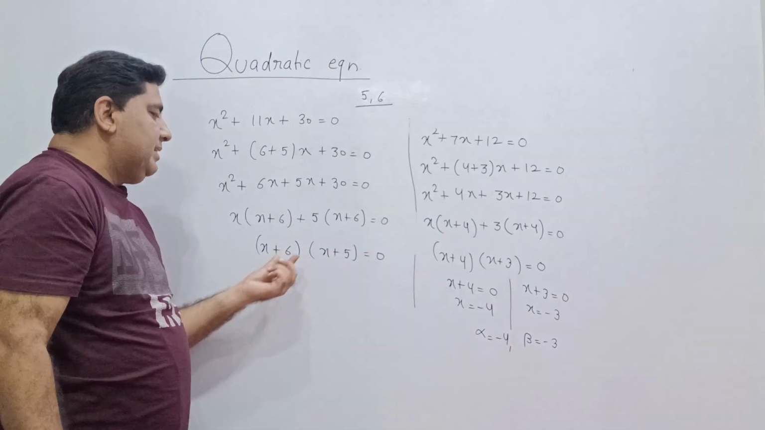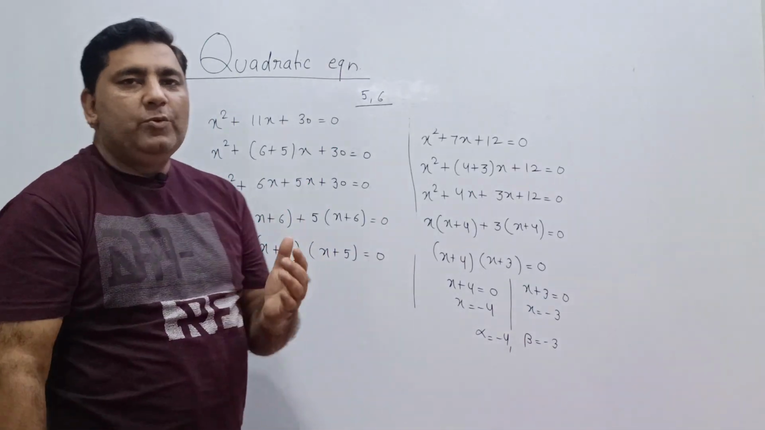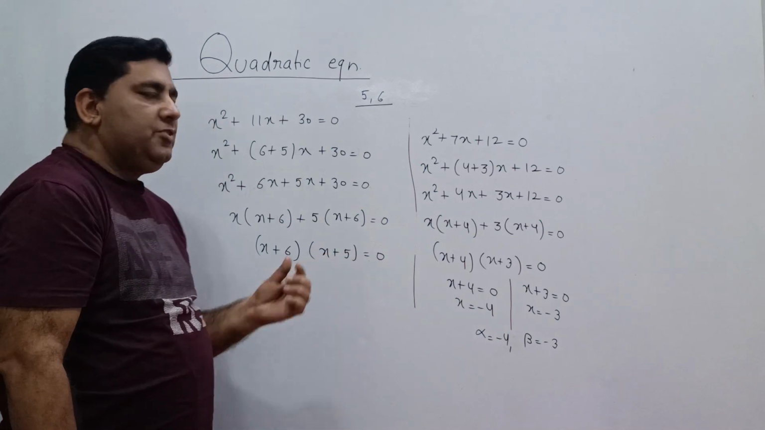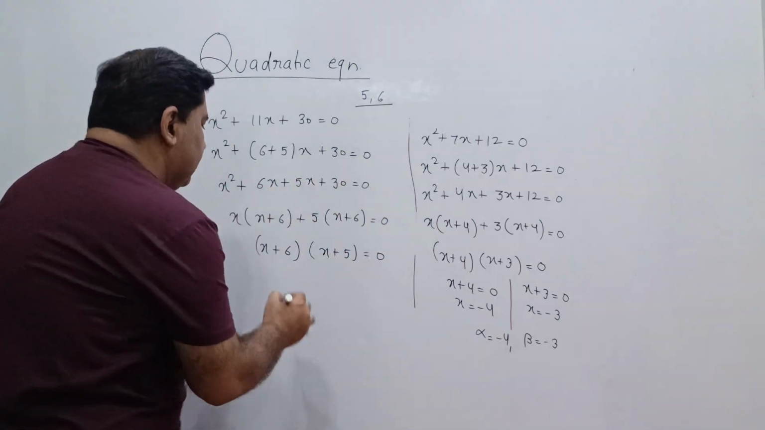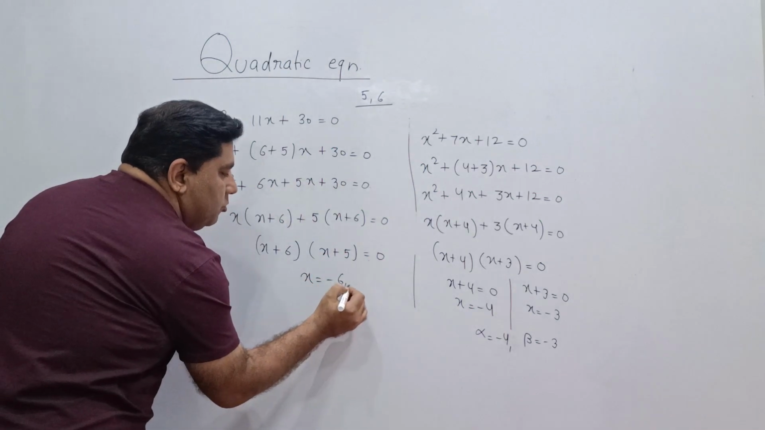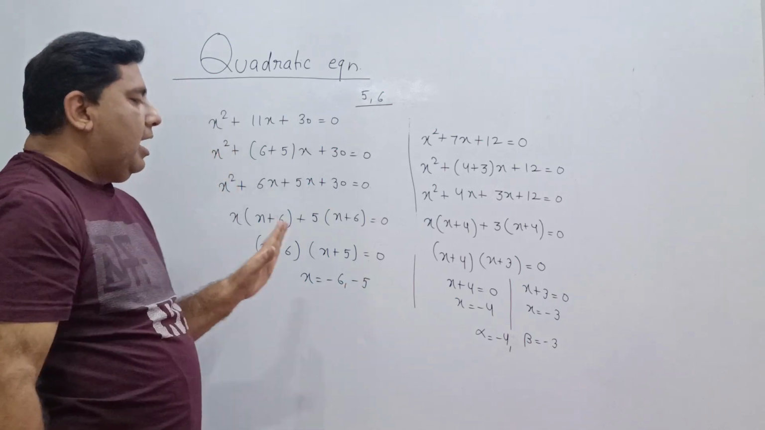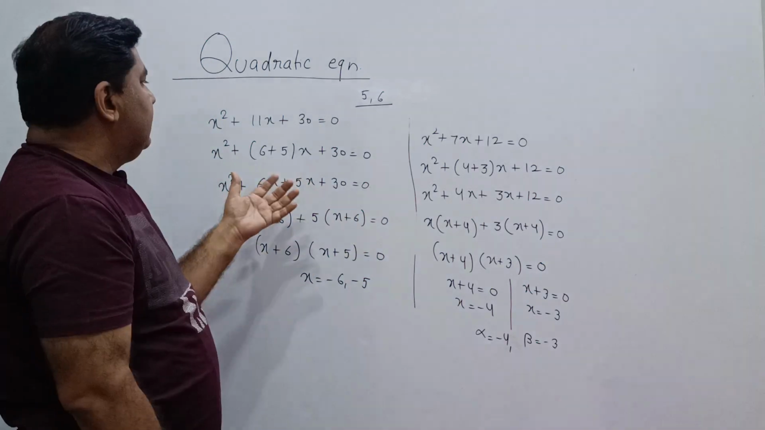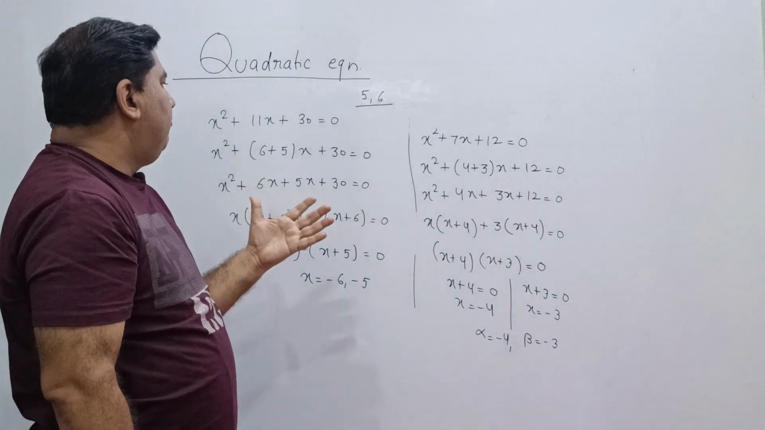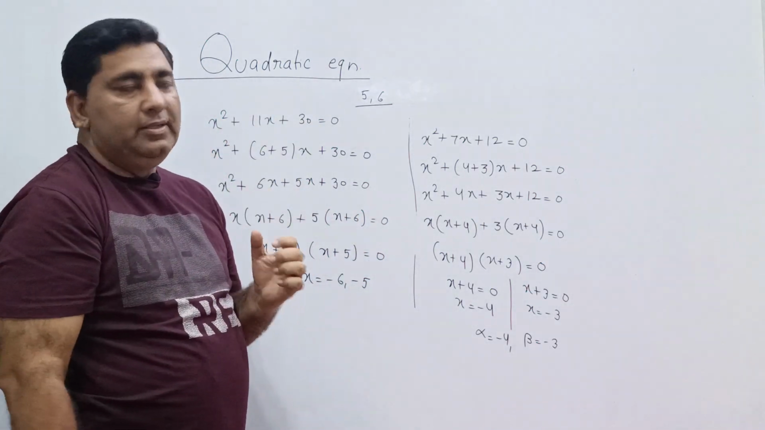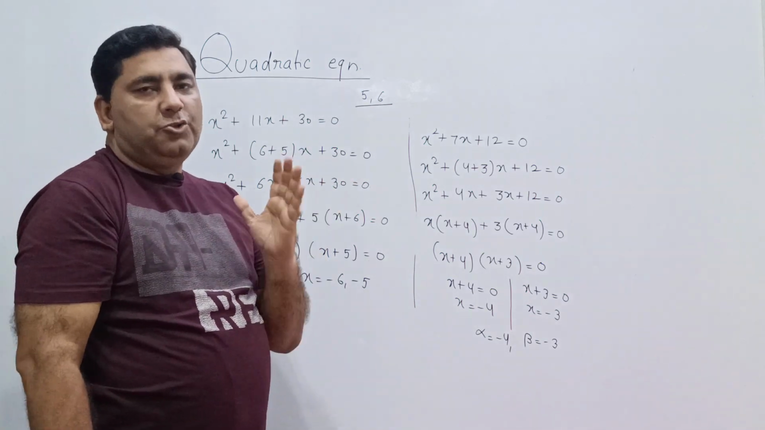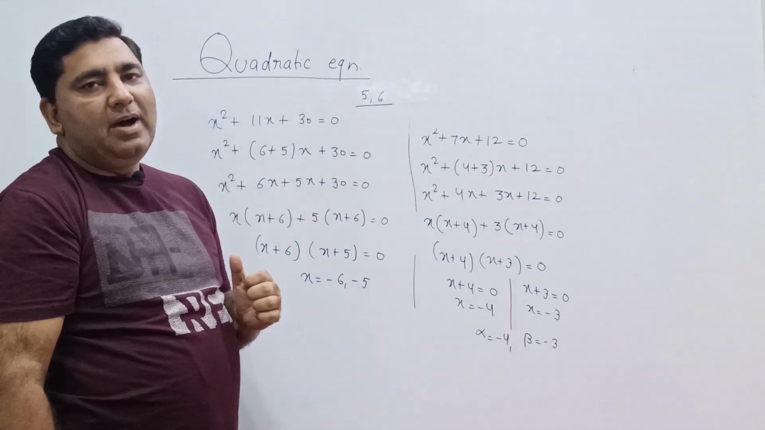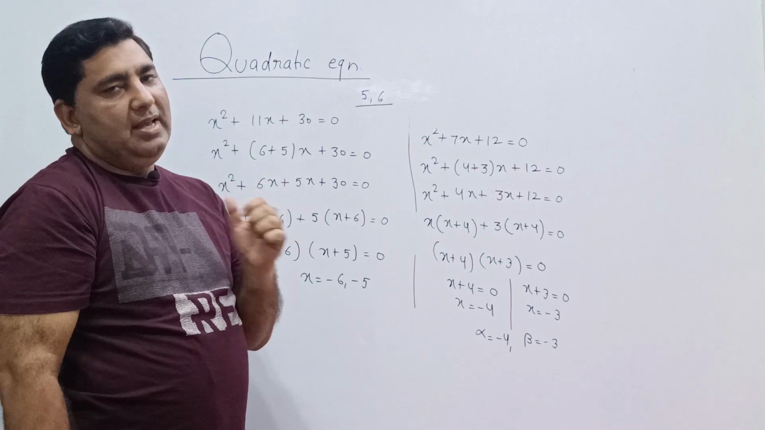By putting x plus 6 equal to 0, we will get x equals to minus 6. For this we will get x equals to minus 5. So x equals to minus 6 and minus 5 are the two solutions for this quadratic equation. So this is another example of factorization method. These two are examples of solving the quadratic equation by factorization method.